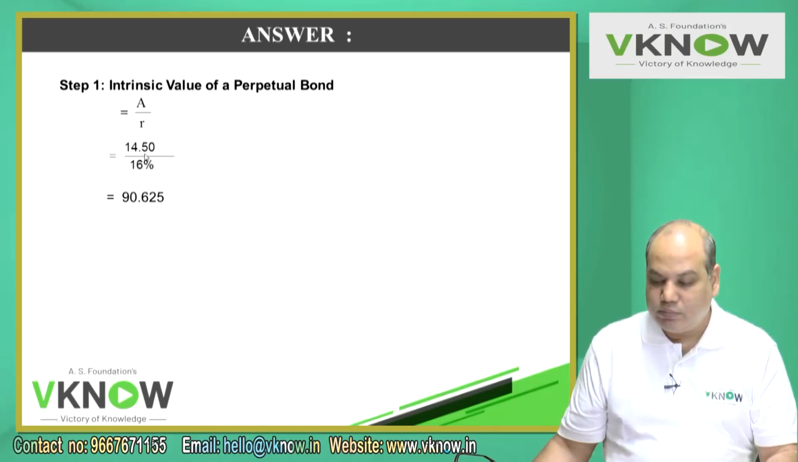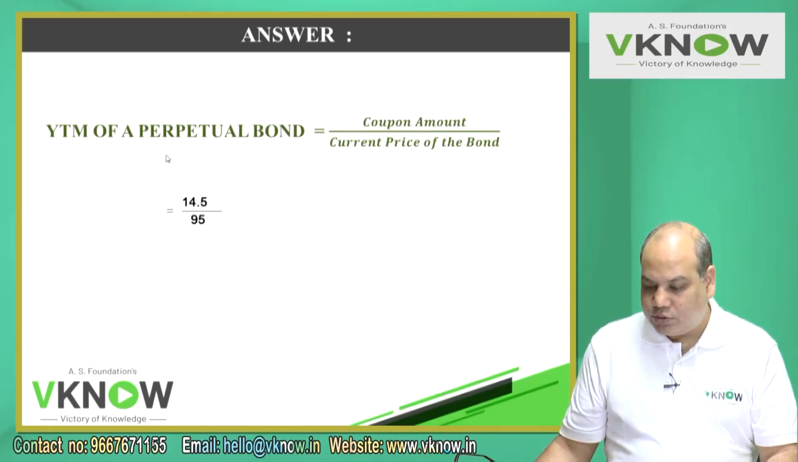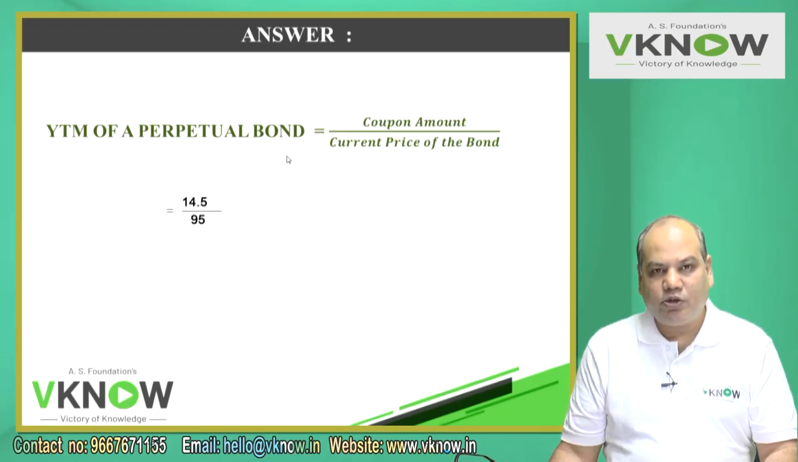90.625, right. Now the second question is the YTM of a perpetual bond. Write down: YTM of perpetual bond is equal to coupon amount upon current price of the bond.